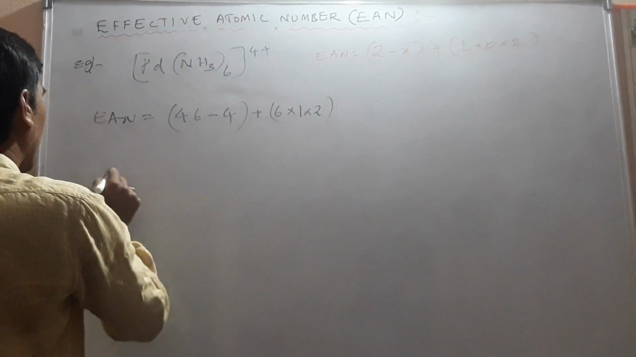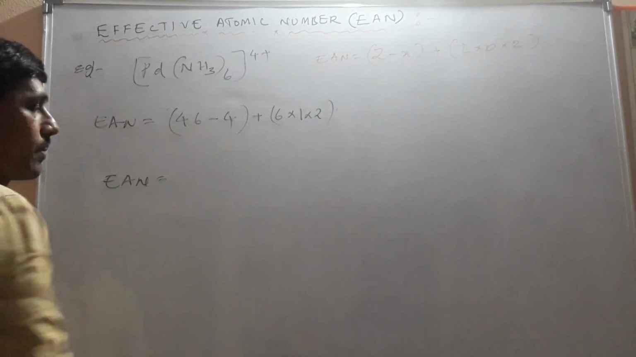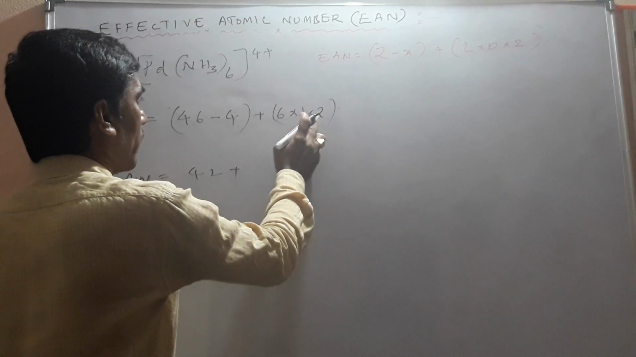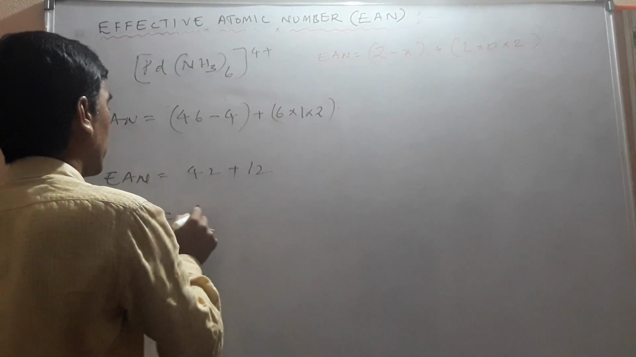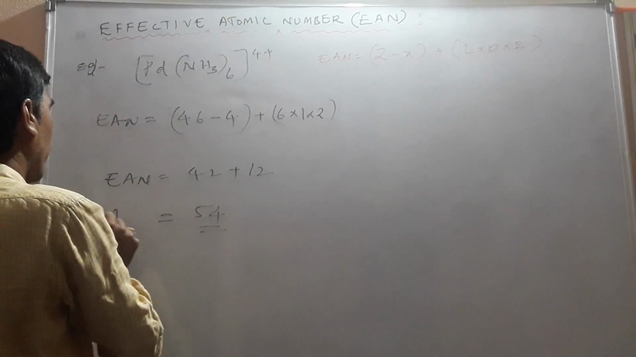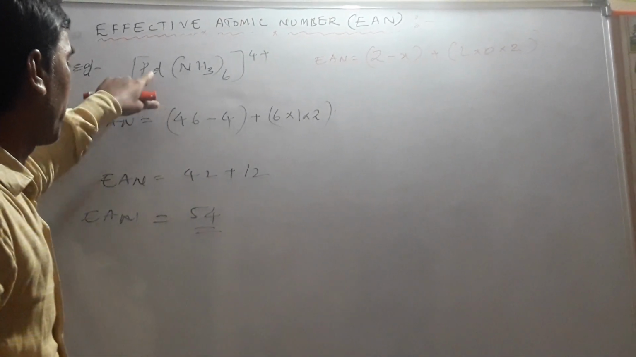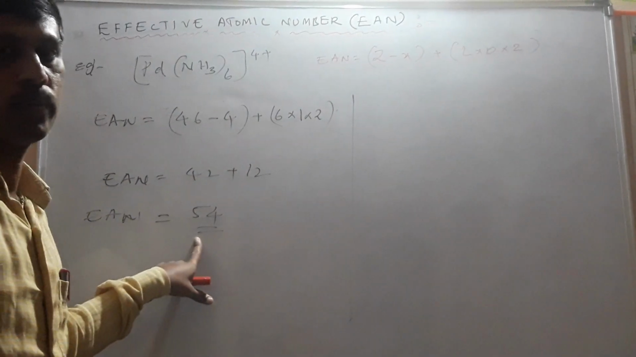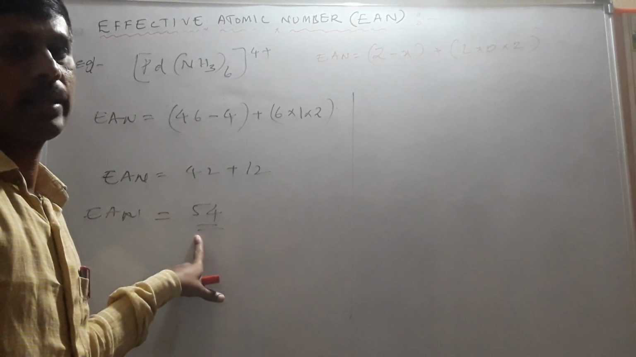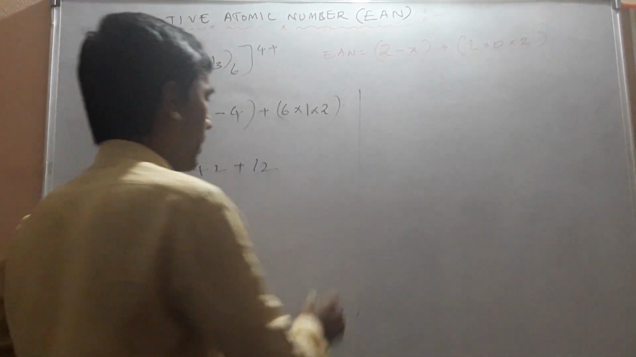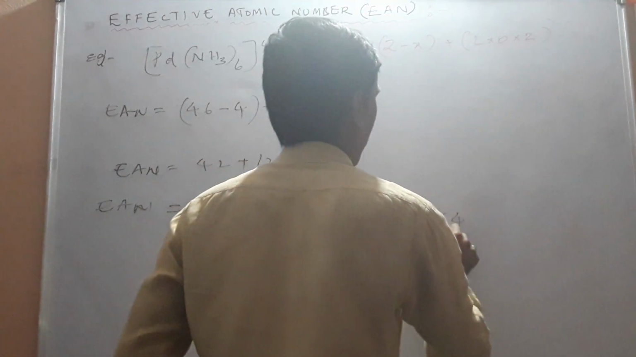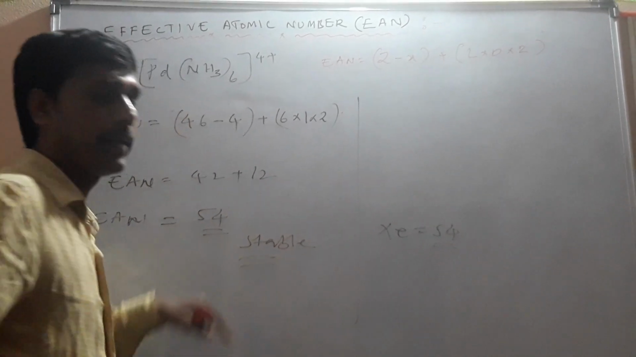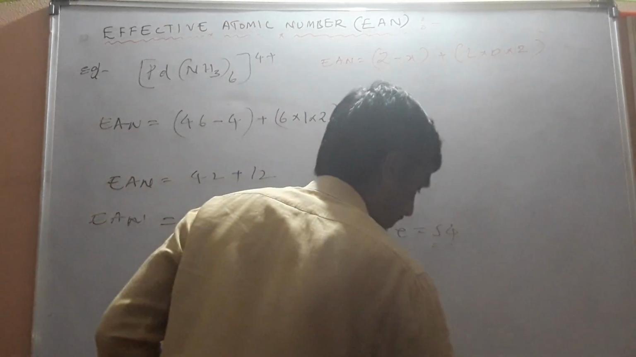Next, AN value: 46 minus 4, 42 plus 6 into 1 into 2, 12. Total how much? 54. The AN value of this complex is 54. This 54 value is equal to the atomic number of xenon, the inert gas element. That's why this complex is also a stable one. This complex is also stable. We will go to another example.